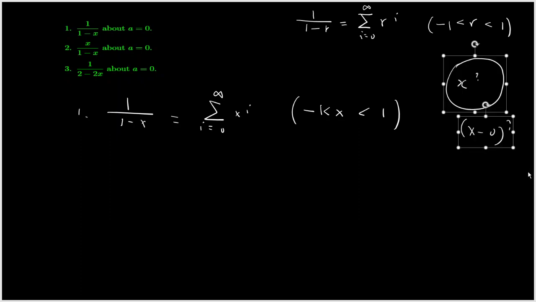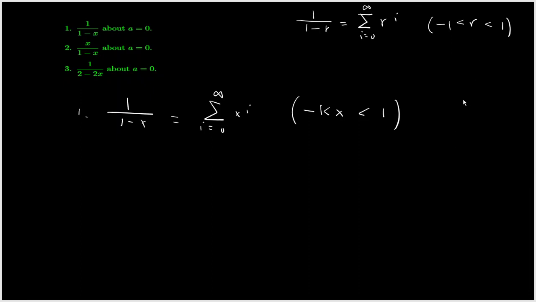Why do we call it centered at 0? Centered at 0 because 0 is the center of the interval of convergence. Do you see this interval of convergence is from -1 to 1, and the center of the interval is 0, of course, right?